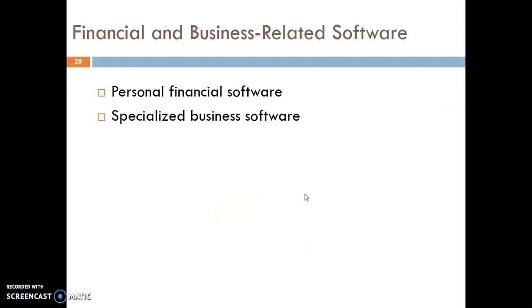Okay, financial and business related software can be grouped into two categories. First, personal financial software, and the second one, specialized business software. Personal financial software will help us to perform business-like tasks at home, such as preparing your taxes and managing your personal finances. And the specialized business software is designed for a particular industry.